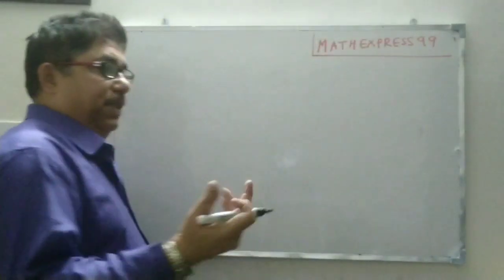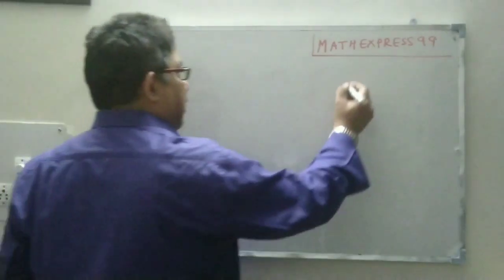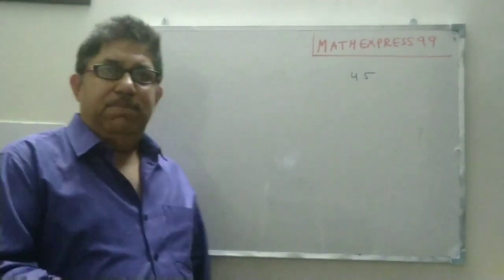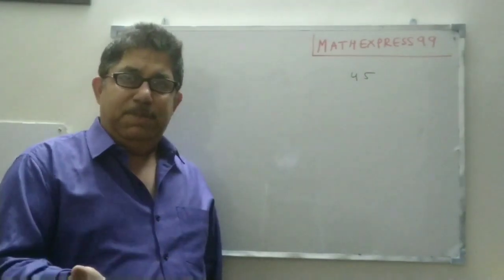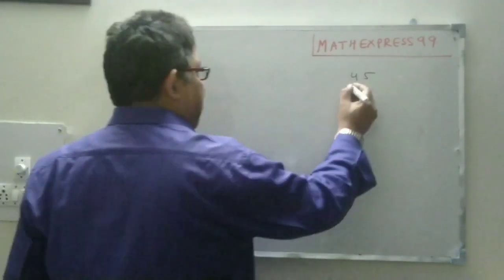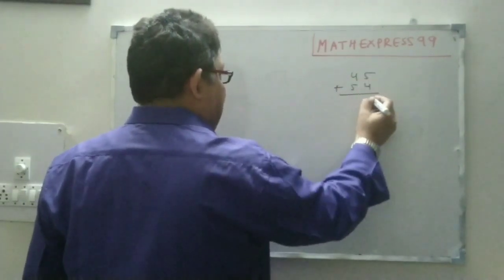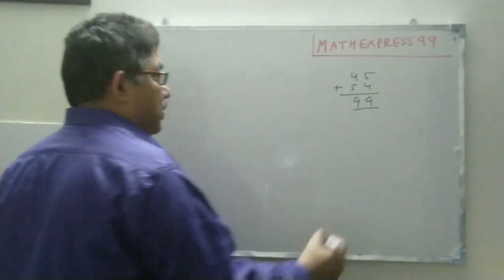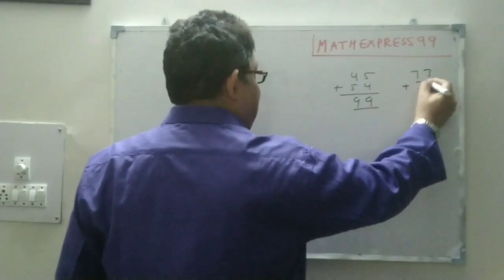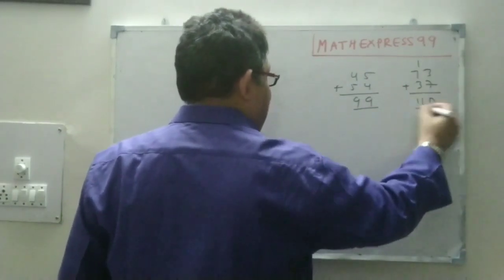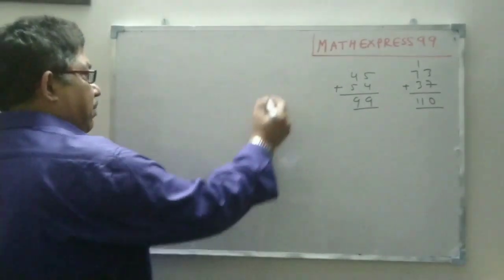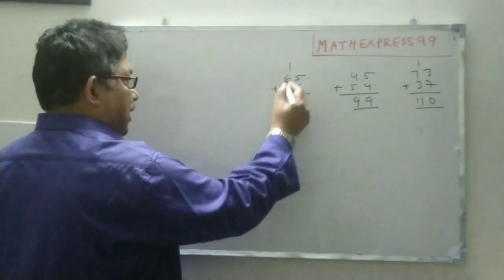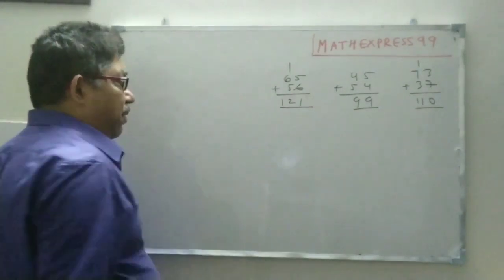Let us write any two-digit number, say 45. Can we write a reverse number? Reverse number means that the ones place becomes the tens place and the tens place becomes the ones place. So the reverse number is 54. You add the two numbers, you get 99. Now again, let us take one more. Suppose I take 73. Reverse number is 37. 7 plus 3 is 10, so 110. Let us take one more, say 65 and 56. 6 and 5 is 11, so 121.